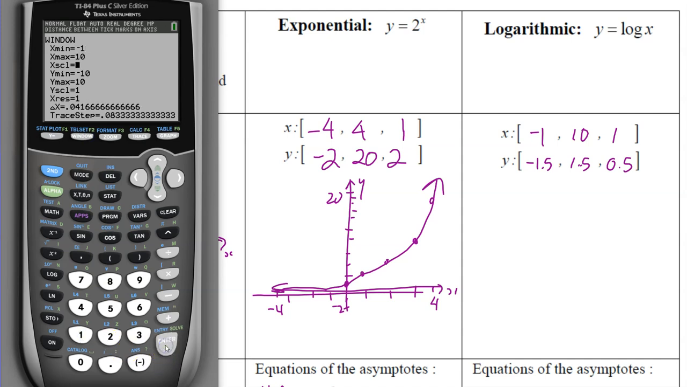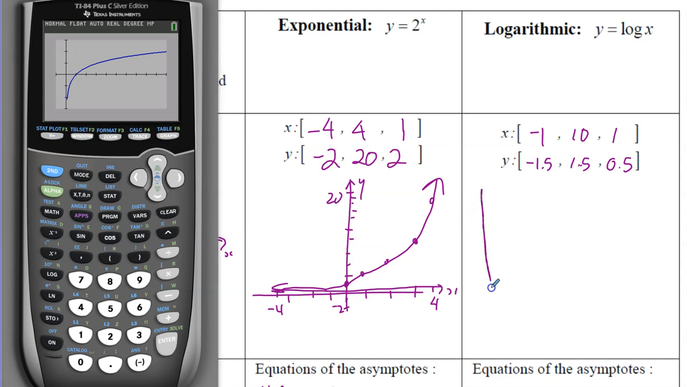-1 to 10 by 1s, -1.5 to 1.5 by 0.5. And let's hit graph, see what it looks like. All right, that gives us a bit better idea what's going on. So let's sketch this here.